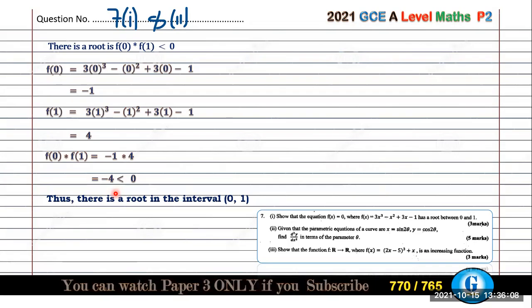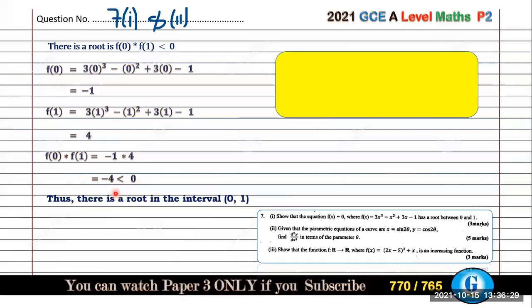Then sub 2. Given that the parametric equations of a curve are x equals sine 2 theta and y equals cos 2 theta, find d squared y over dx squared in terms of the parameter theta. So this is parametric differentiation. We can answer this question in two ways. The first one is working with parametric differentiation for the second derivative.